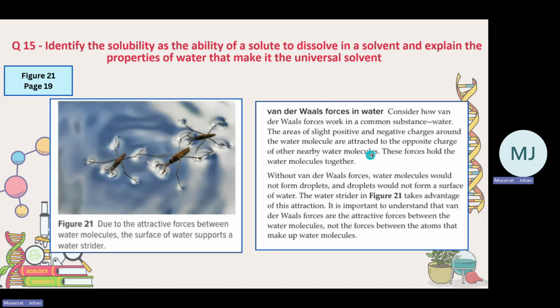So all the water molecules are being attracted towards each other and they're forming bonds. These forces hold the water molecules together. And because they are holding the water molecules together, it makes it easy for the water strider to walk on it. Without van der Waals forces, water molecules would not form droplets, and droplets would not form the surface of water. The water strider takes advantage of this attraction.